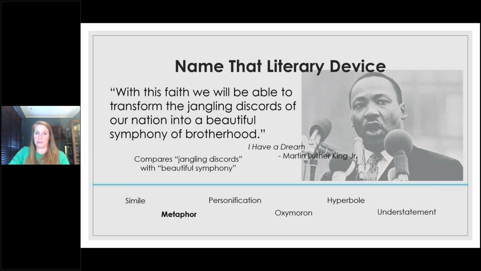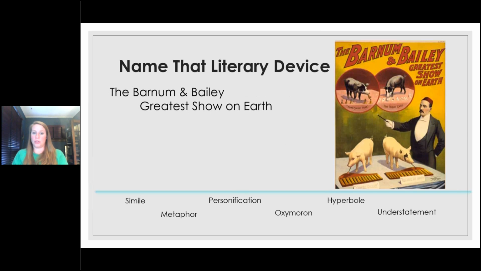All right, last one. So we've got a poster here from the Barnum and Bailey Circus. It is being touted as the greatest show on earth. What does that sound like? To me, it sounds like hyperbole. That's right. So we're basically over-exaggerating. There's no way of proving that this is the greatest circus or the greatest show on earth. But in order to sell more tickets, they're going to use some hyperbole. They're going to say that it's the best, the greatest, the most wonderful, etc. In order to get their point across.